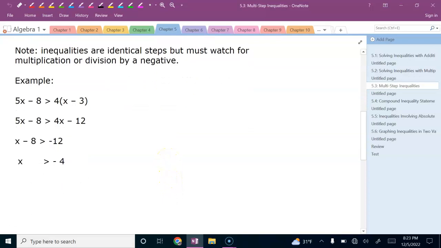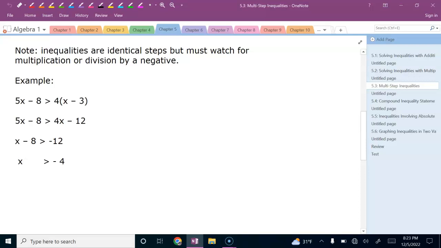I just have a note there saying that your inequalities use the exact same steps as solving an equation. You just have to be really careful if you're ever multiplying or dividing by a negative. We talked about that rule: if you're multiplying or dividing by a negative, you have to switch the inequality sign.